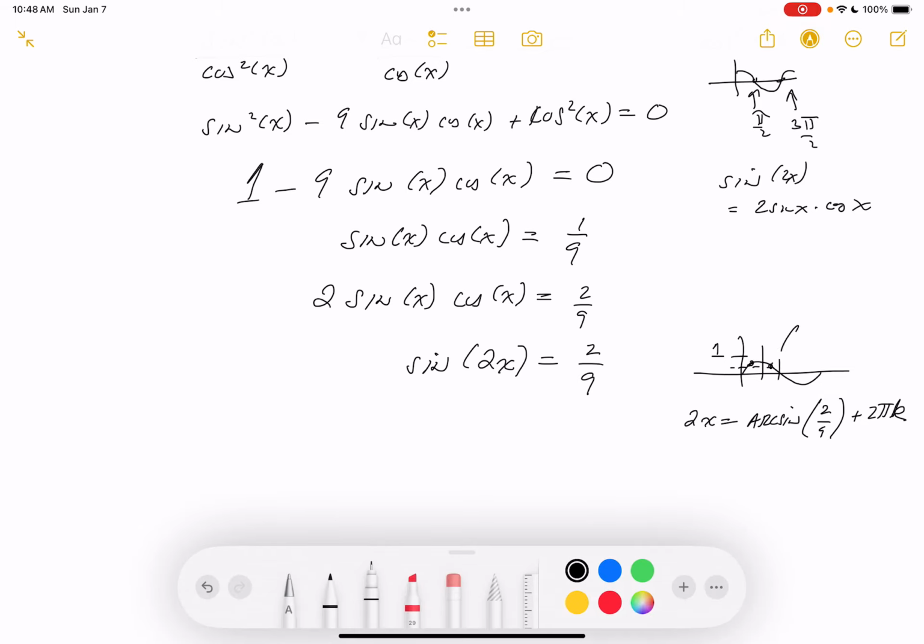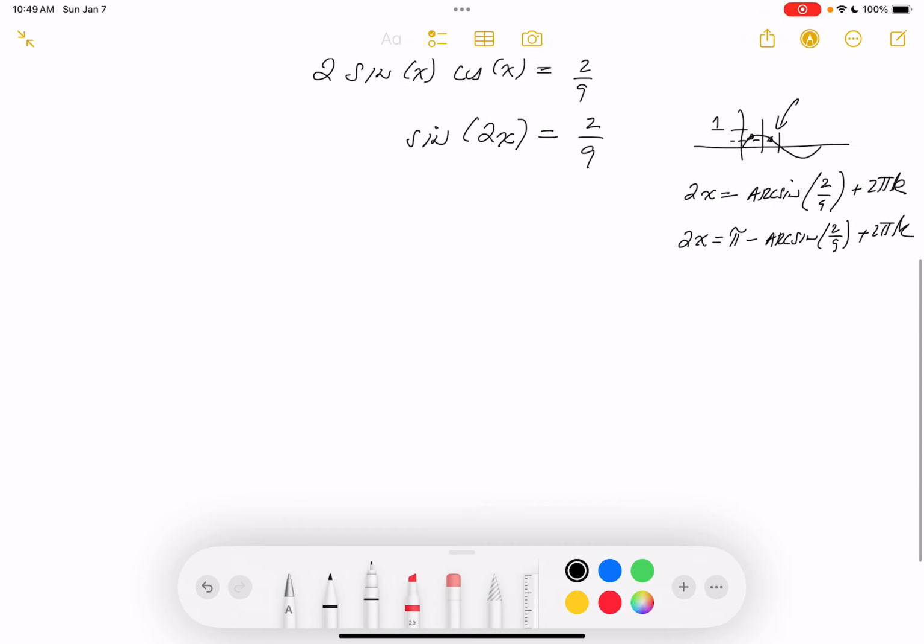Now I want to do this one over here, which is in the second quadrant. So what would 2x equal then? I'm going to be careful about this. In the second quadrant, it's actually going to be pi minus the reference, which is arc sine of 2/9 plus 2 pi k. All right, kind of complicated, isn't it?